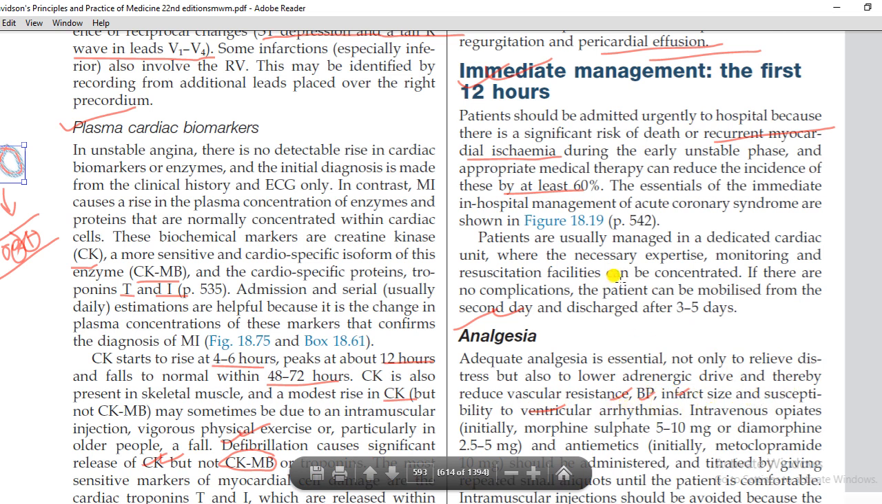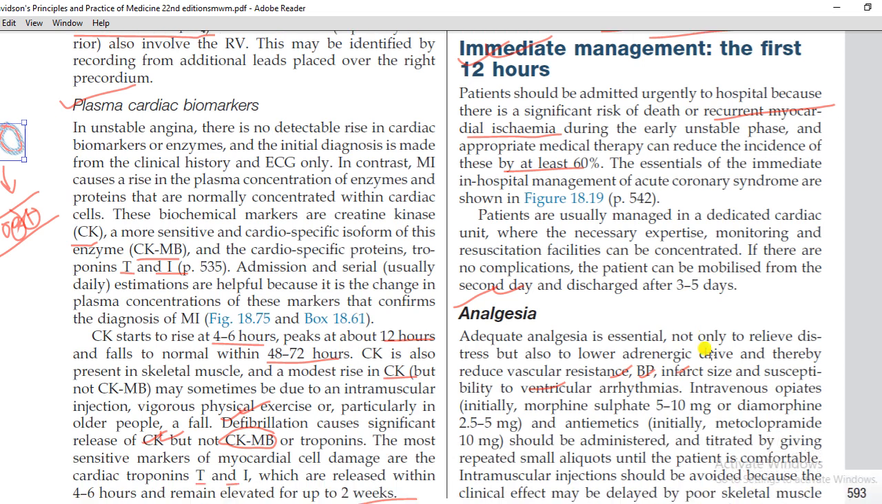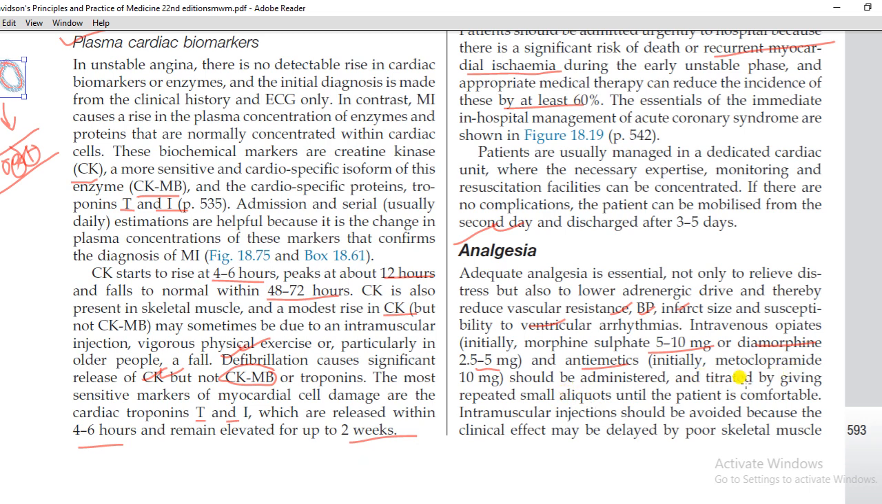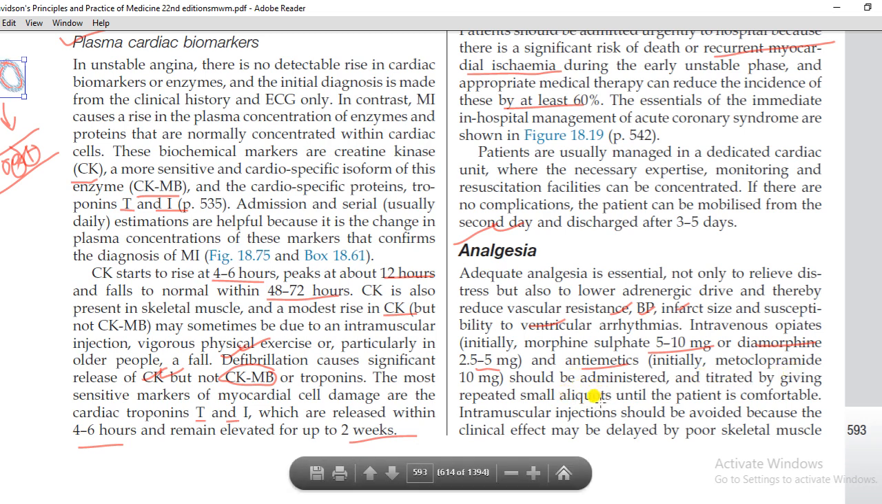Intravenous opiates. Initially morphine sulfate 5 to 10 mg or diamorphine 2.5 to 5 mg should be given, along with antiemetics. Initially metoclopramide should be administered and titrated by giving repeated small doses until the patient is comfortable.